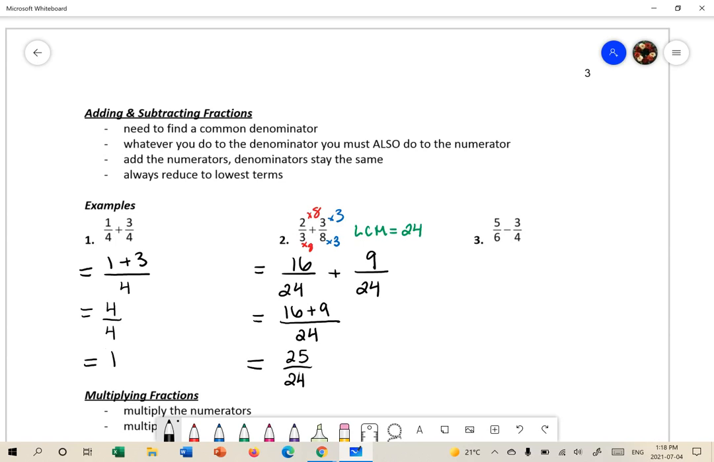This is an improper fraction, and that's fine. When you do get an improper fraction, just leave it in that form instead of converting it into a mixed number.